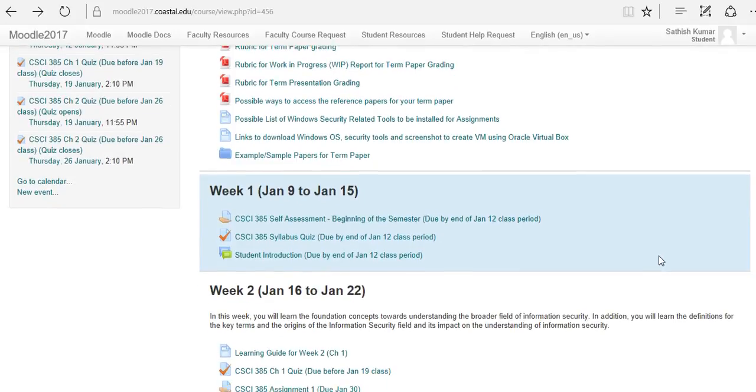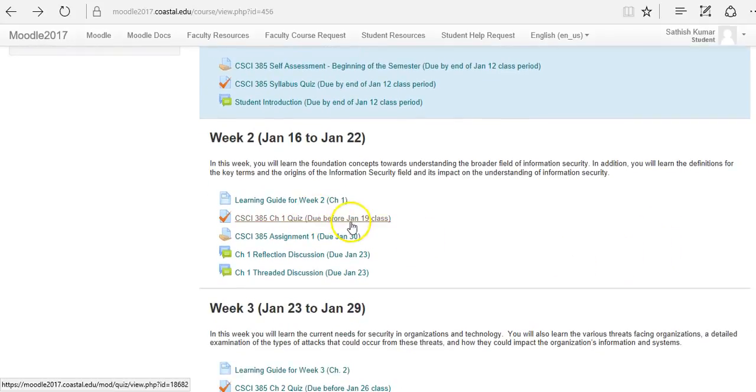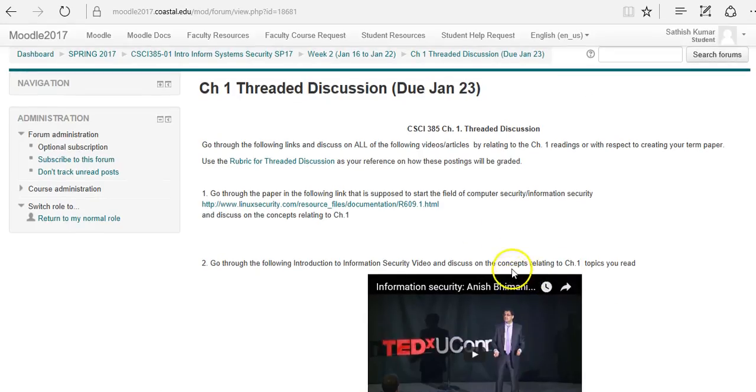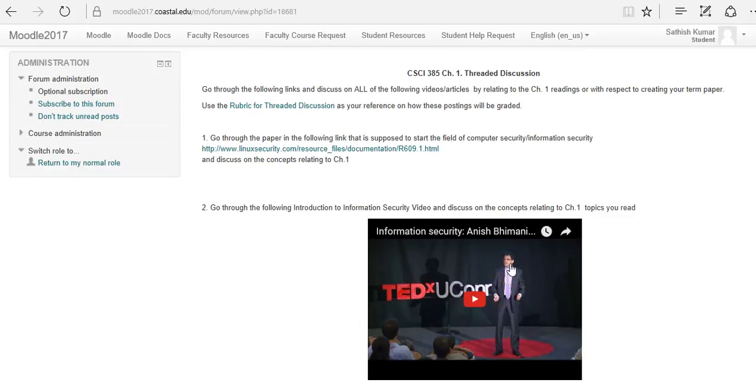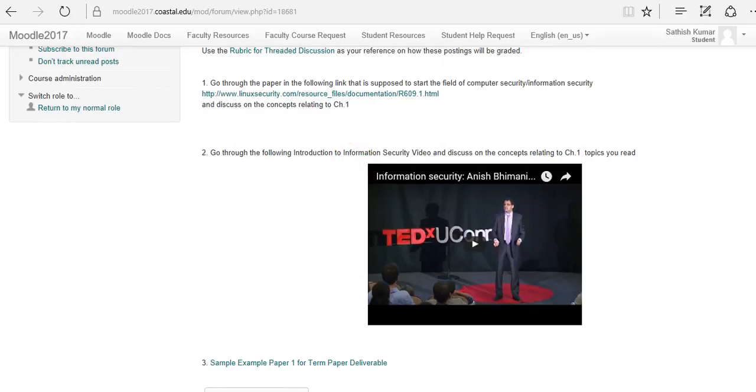So your course will be set up like this. Every week there will be learning guides, the quiz related to the readings, the reflection discussions related to the readings and the concepts learned, and threaded discussions related to the assignments and the paper that you will be working on. If you work on the threaded discussion, that will help you towards your assignment and the term papers.